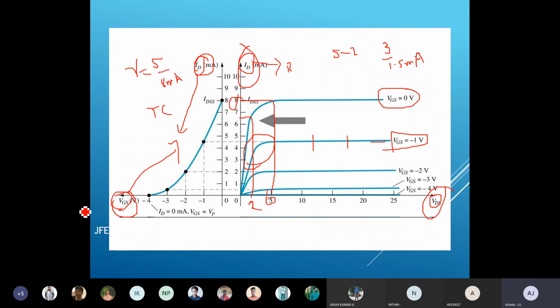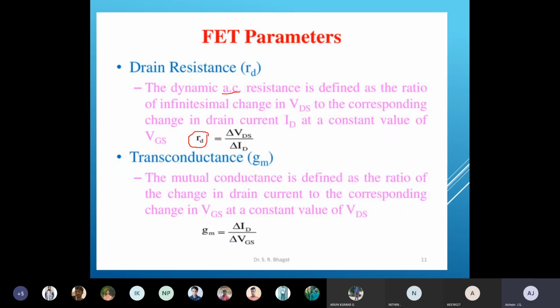But if you come to this characteristic, this is the input source and this is your output source. The input source is the gate to source voltage and the output source is the drain current. That's why they represent it using the term transconductance. Okay. So if you look at this, gm is equal to del ID by del VGS. So this is the equation.